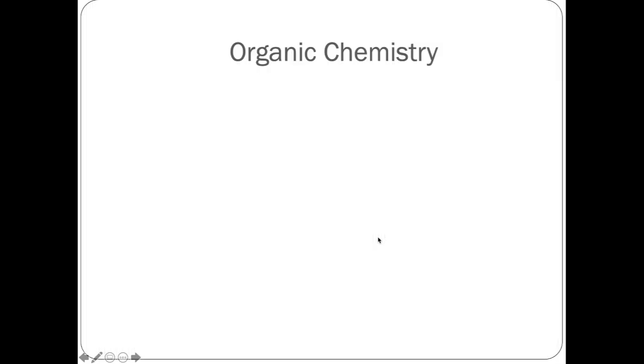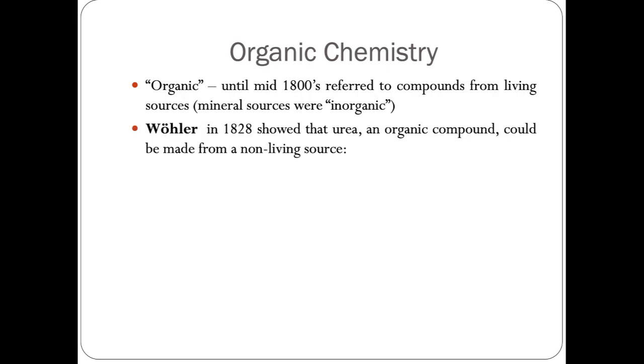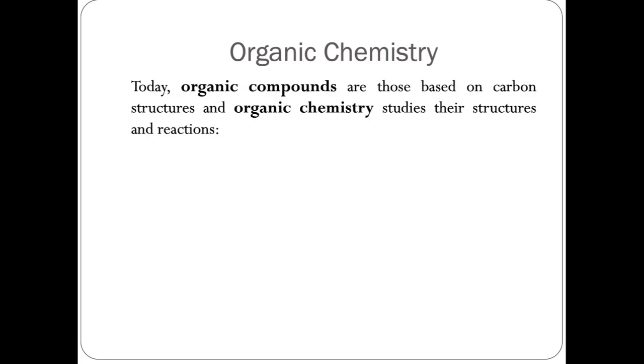What is organic chemistry? Organic, until the mid-1800s, referred to compounds from living sources. Mineral sources were inorganic. Wöhler in 1828 showed that urea, an organic compound, could be made from a non-living source. Today, organic compounds are those based on carbon structures.